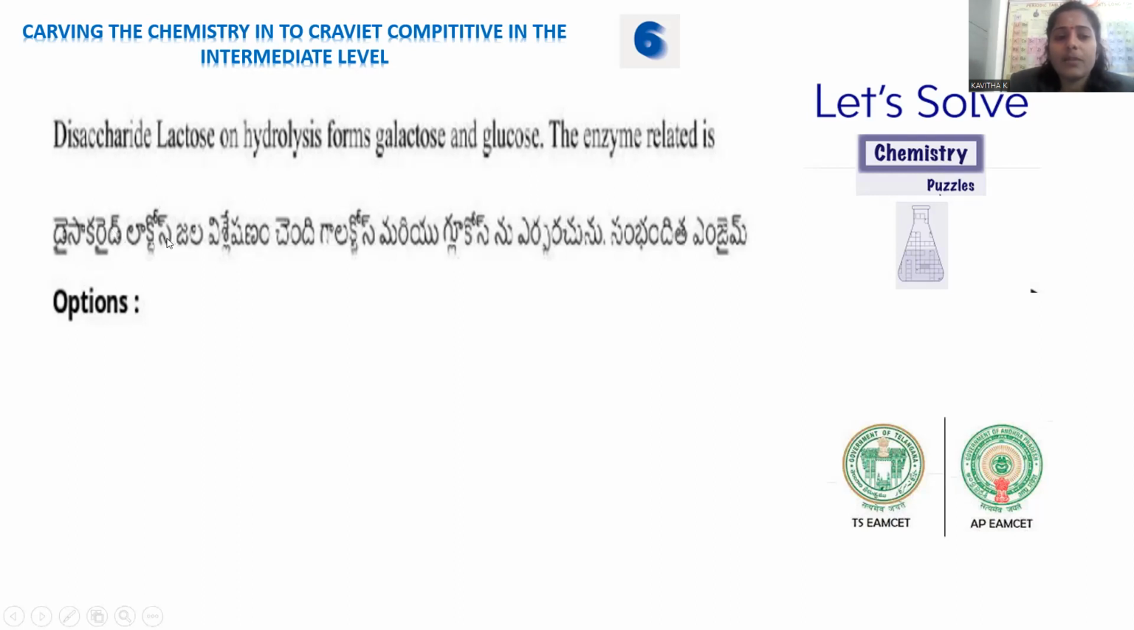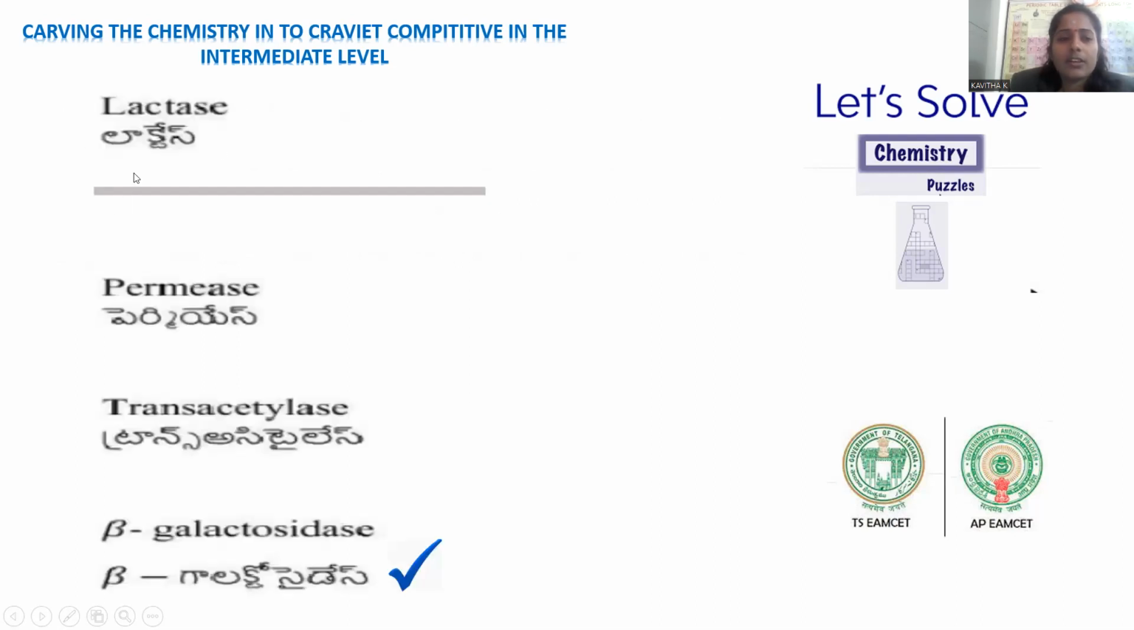This lactose is the milk sugar. In the milk, you can find this lactose. Upon hydrolysis of this lactose, there is a formation of galactose and glucose, right? Disaccharide lactose on hydrolysis forms galactose and glucose. During this hydrolysis, which enzyme takes part over here? The enzyme used in this hydrolysis of disaccharide lactose into galactose and glucose. There are certain options. One is called lactase, second is called permease, third is called trans-acetylase, fourth is called beta-galactosidase. Let's see which is the correct one.